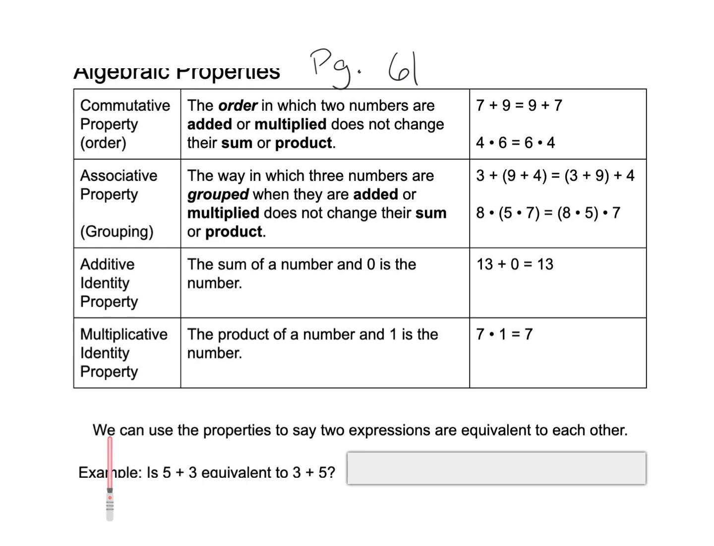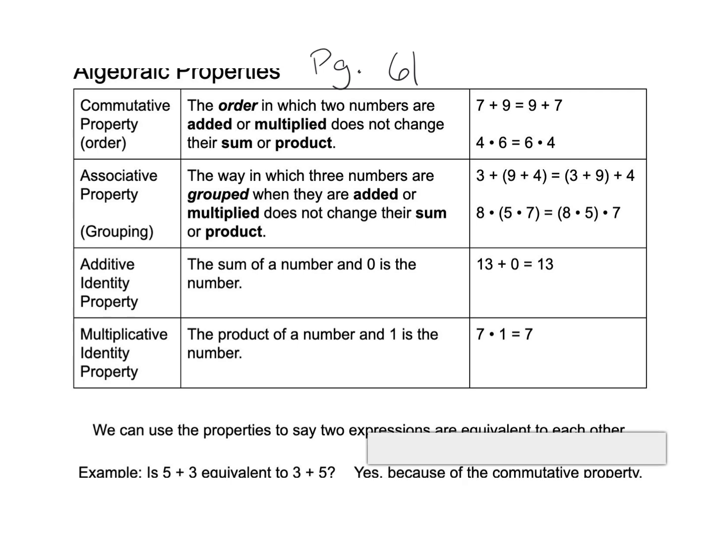And here's a reminder, we can use the properties to say 2 expressions are equivalent to each other. So for example, is 5 plus 3 equivalent to 3 plus 5? And if so, why? We can take a look at this answer. Yes, they are equivalent because of the commutative property.